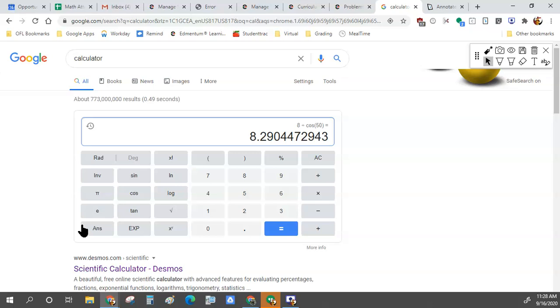It might have just let me down right now. Oh, make sure it is set to degrees. I had it set to radians. So that wasn't the Google calculator's fault. That was my fault.